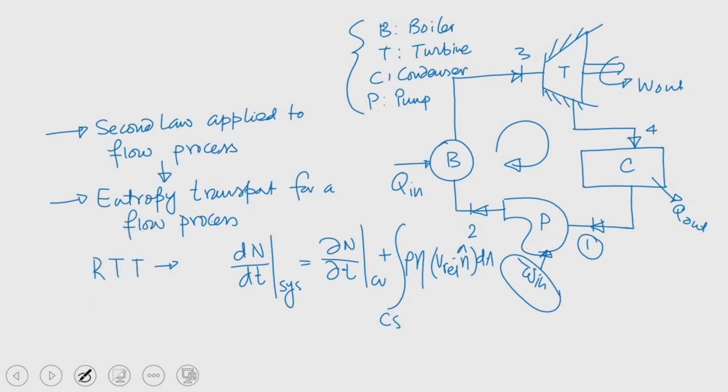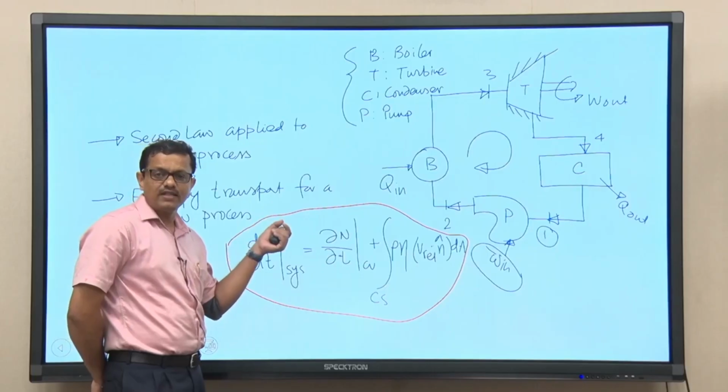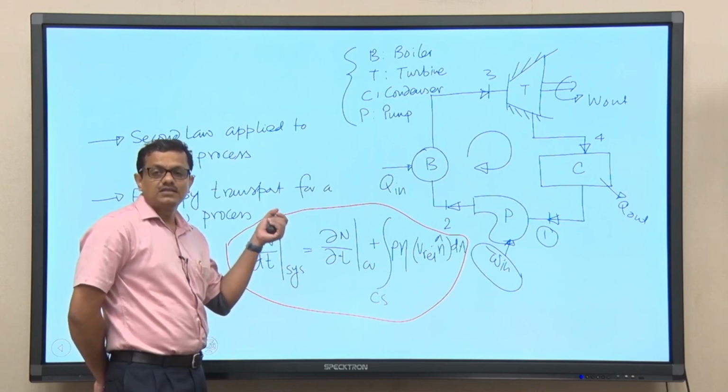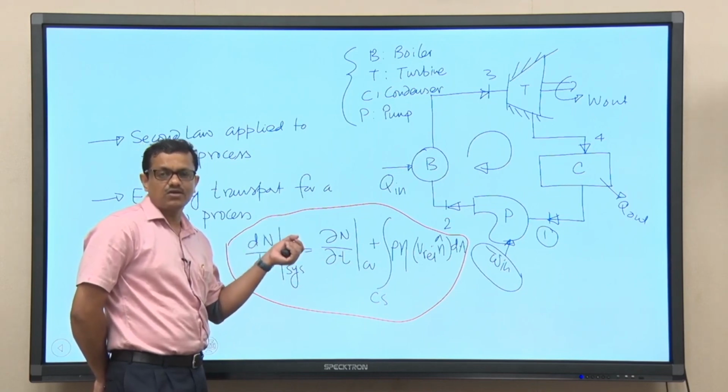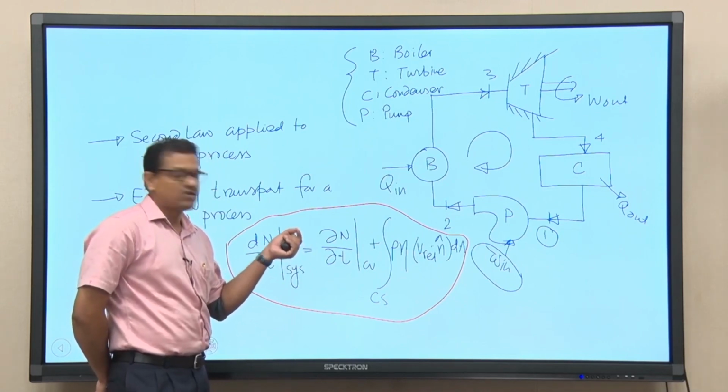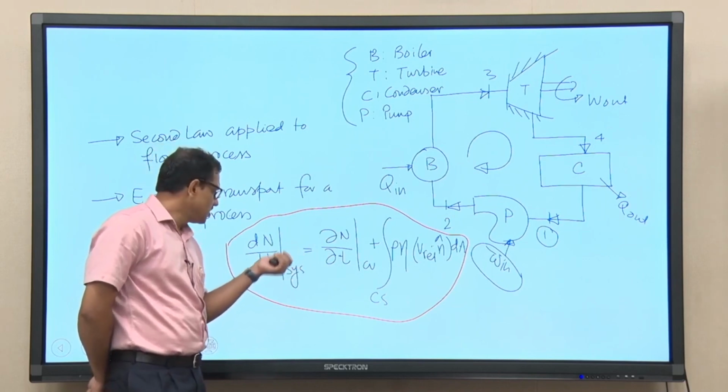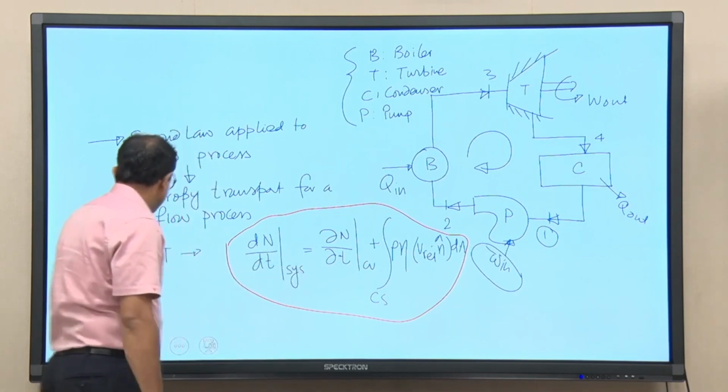If we try to keep it inside this box, this is the RTT. Now, our objective is to write the entropy transport, the change of entropy, rather we need to know the mathematical expression of the change of entropy for a process across the control volume, knowing the change of entropy for a control mass system, and to do that we need to apply this transformation equation.